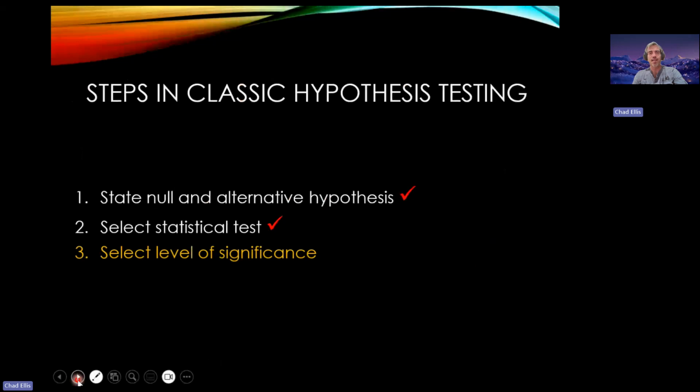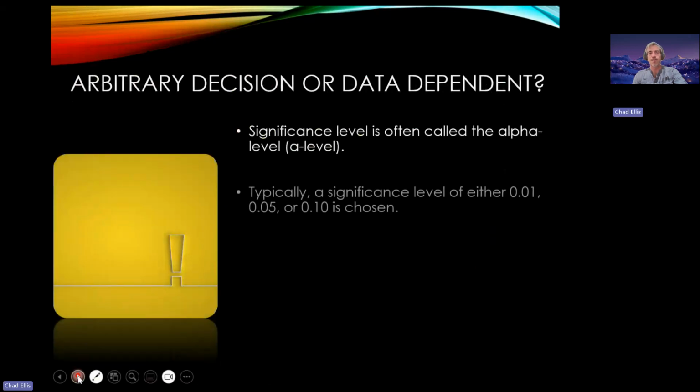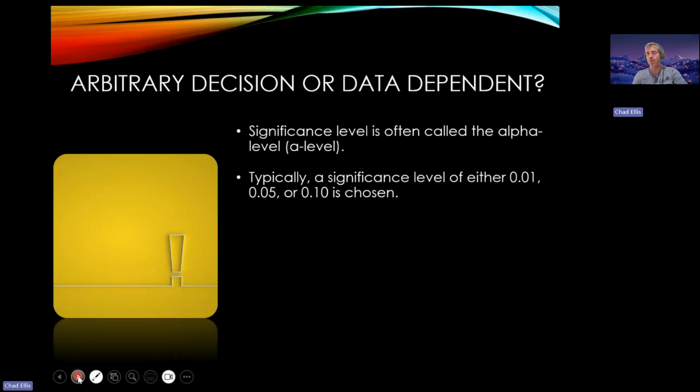Once we're done that, we're going to select our level of significance. Remember again that the level of significance is going to determine the probability that we're going to commit a type 1 error. It's also called the alpha level, or alpha value. Usually the common significance levels are 0.01, 0.05, and 0.1.